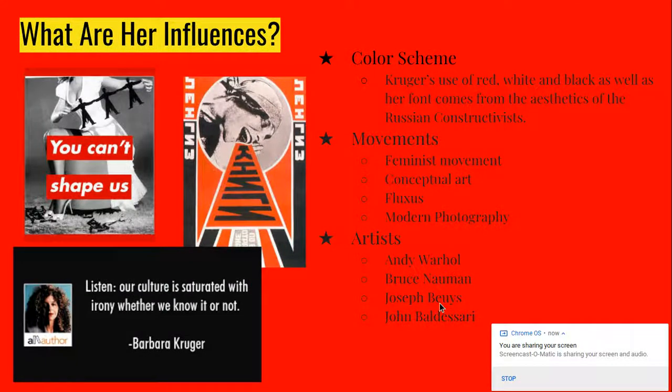What or who are her influences? Color scheme: Kruger's use of red, white, and black, as well as her font, comes from the aesthetics of Russian constructivists. Movements such as the feminist movement, conceptual art, Fluxus, modern photography, etc., and artists such as Andy Warhol, Bruce Nauman, etc. are also big influences in her work.